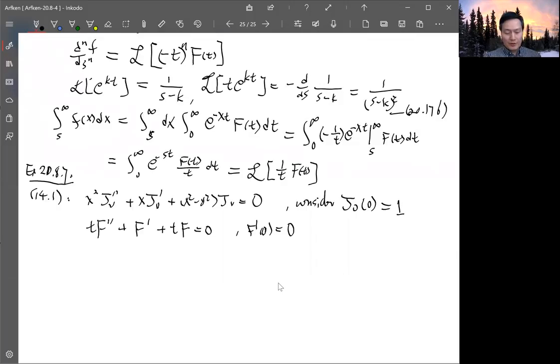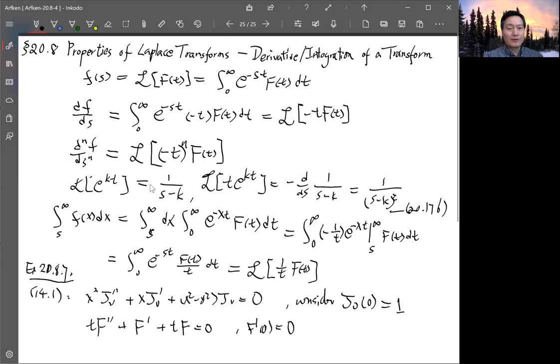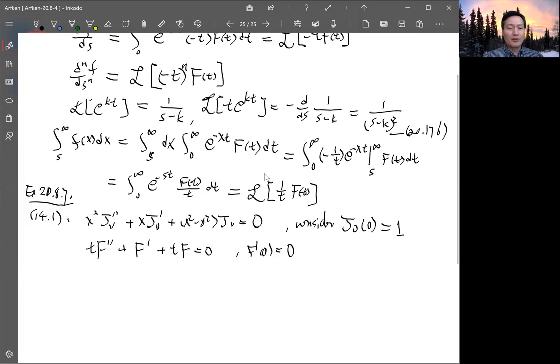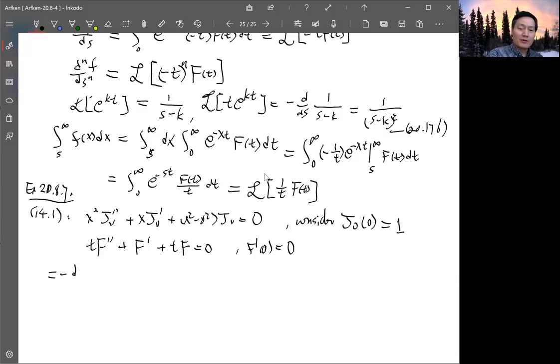All right, so what we'll do now is the Laplace transform of this equation. You have t times F double prime. When you do the Laplace transform, that equals minus d/ds of the Laplace transform of F double prime. For that, we can use the properties, with s squared, and the Laplace transform we call little f.